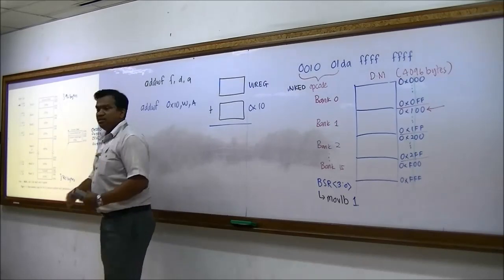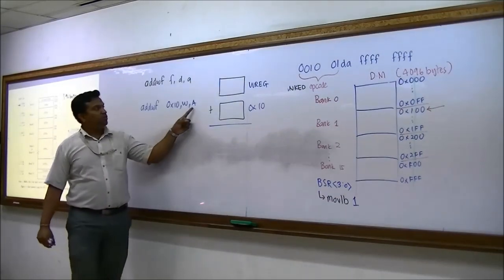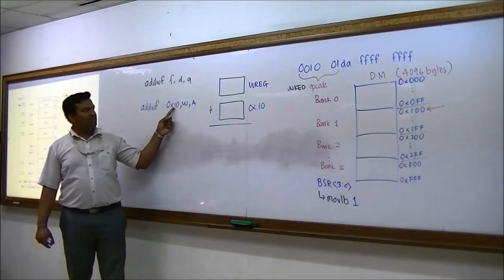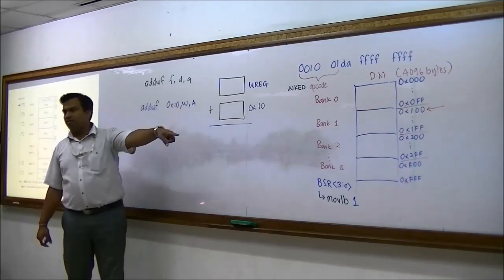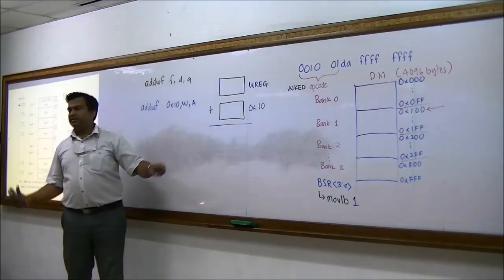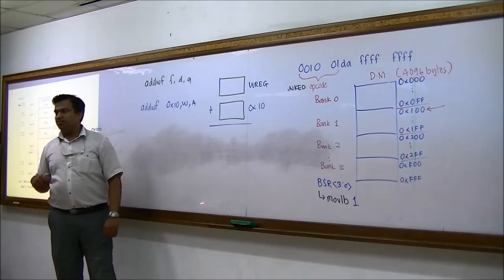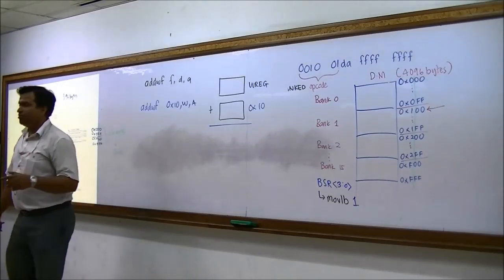But whenever you're using this, you need to tell the CPU that this hex 10 is not part of any bank, but it is part of the access bank. Is it okay? So we will see more examples tomorrow.